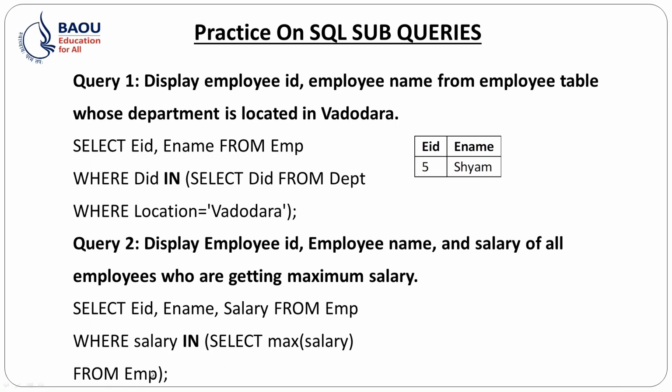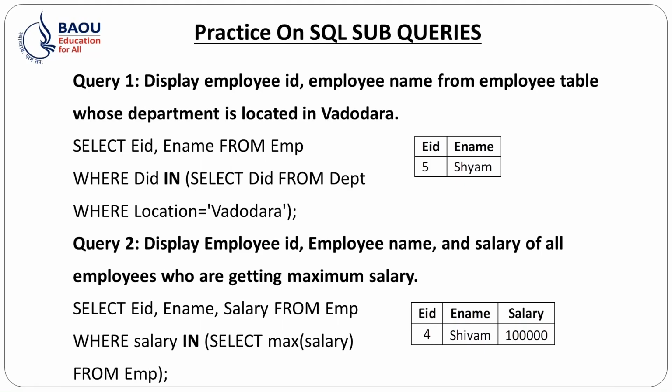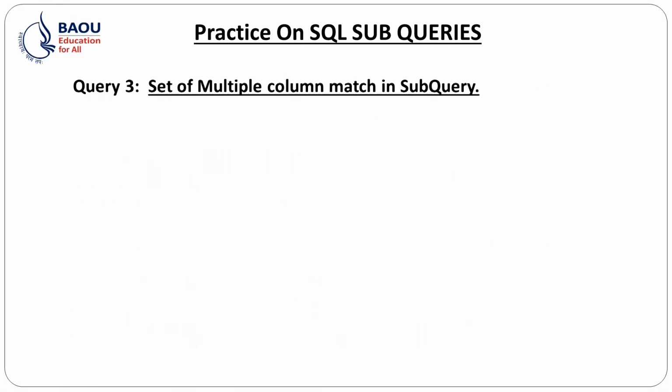The inner query finds the maximum salary from the employee table, and after that the maximum salary is matched with the salary column, and then from the employee table it finds the employee ID, name and salary. So the inner query output is matched with the where condition of the outer query, and it will display the fourth record. Shivam has the highest salary.